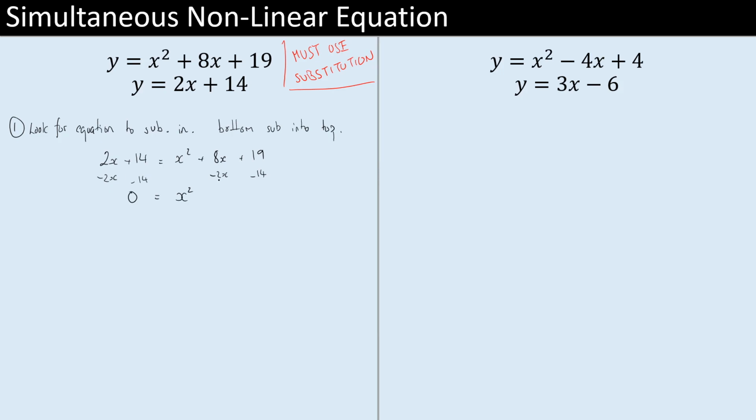x squared, 8x take away 2x is 6x, positive 6x. And we're going to have 19 take away 14, which is just 5. Okay?